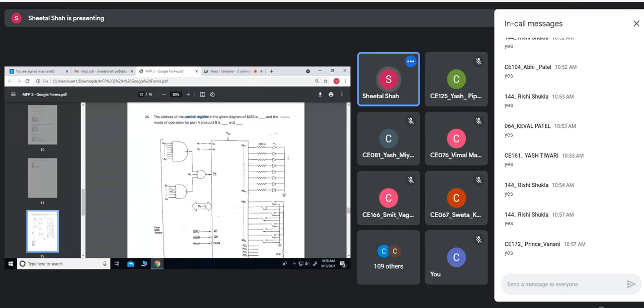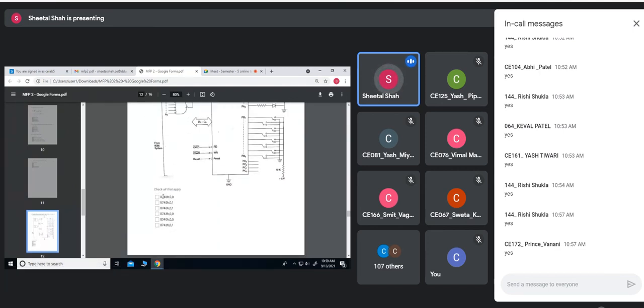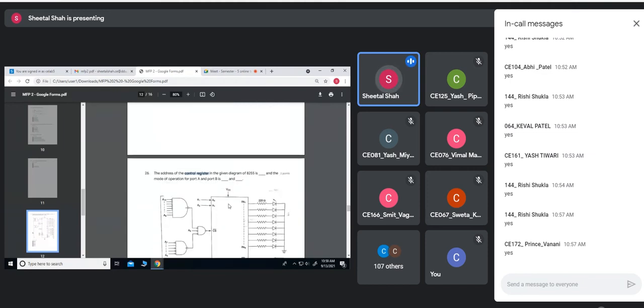Then A7 bit should be 0. That indicates 0, then 1, then 0, 0, 0, 1, 0, 0 is 4. Then A3 should be 0, then A2, A1 should be 1, 1, because we want to select the control register, and A0 should be 0. So 0, 1, 1, 0, that would be 6. So I'll have 0, 7, 4, 6 as the address of the control register.